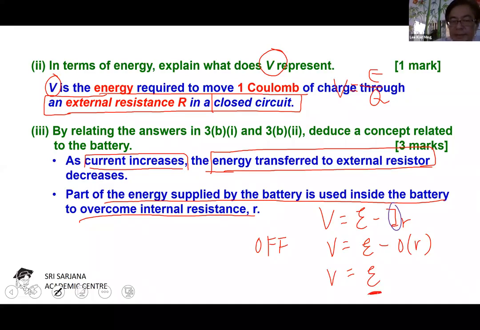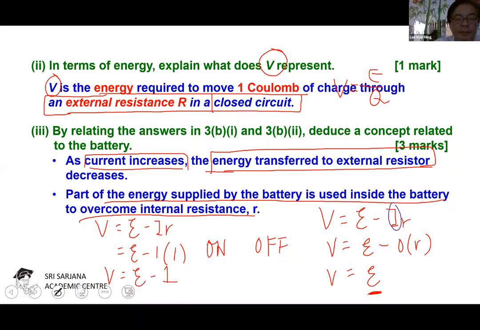But when you switch it on, my formula is still the same, but I have current already. Let's say the current is very small, 1 ampere, and the small r is also very small, also 1. So 1 times 1 is still 1. So you will get a smaller reading because of electromotive minus 1.